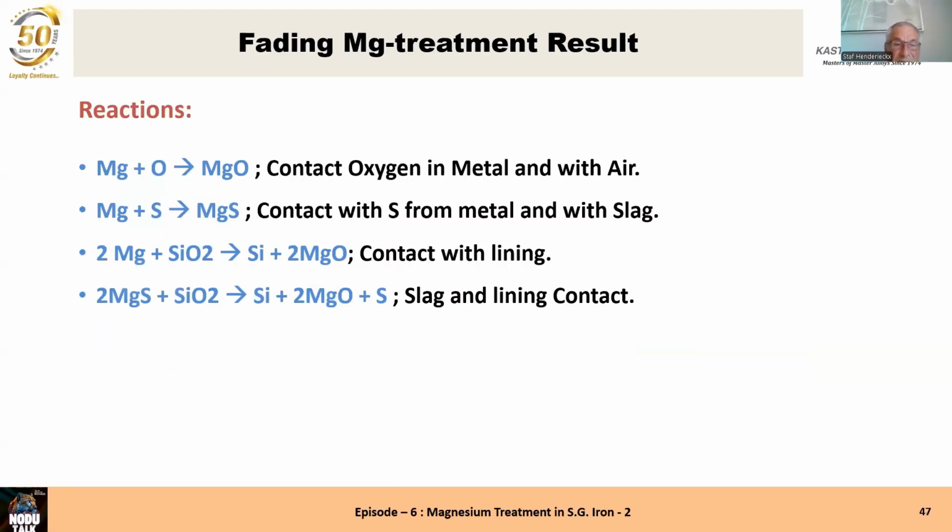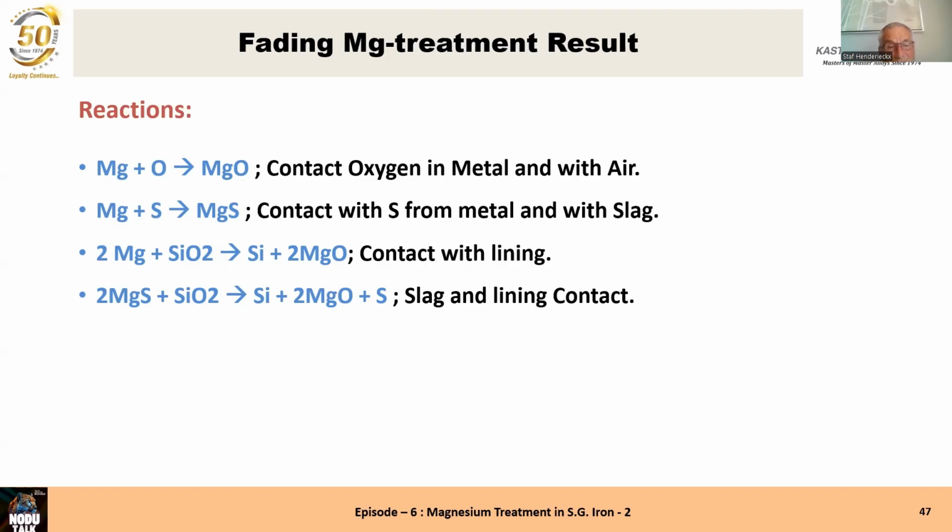What are the reactions that we have during the magnesium treatment? First, magnesium reacts with oxygen. That's the oxygen from the metal, but also oxygen from the air that is coming in contact with it. Then it's magnesium plus sulfur. That's a reaction with the sulfur from the metal, but later on also with the sulfur in the slag.